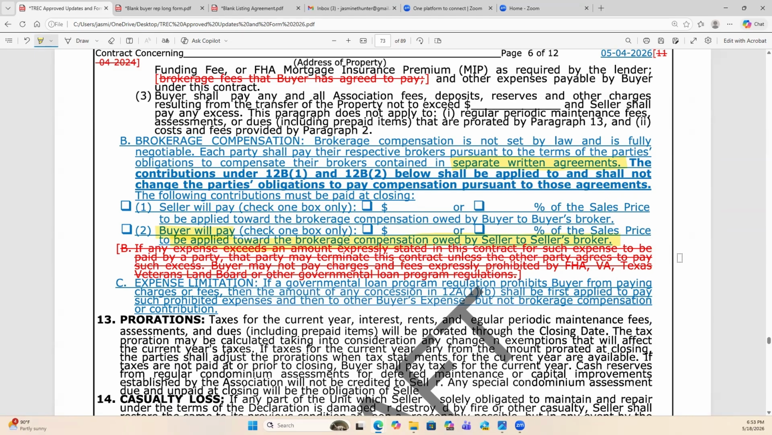Seller to pay: seller will pay whatever percent of the sales price to be applied to the broker compensation. Now, why in the world, where I have it highlighted, I see your comments, Nishan. Why in the world would the buyer ever pay anything towards the listing broker's compensation? Why would they do that?